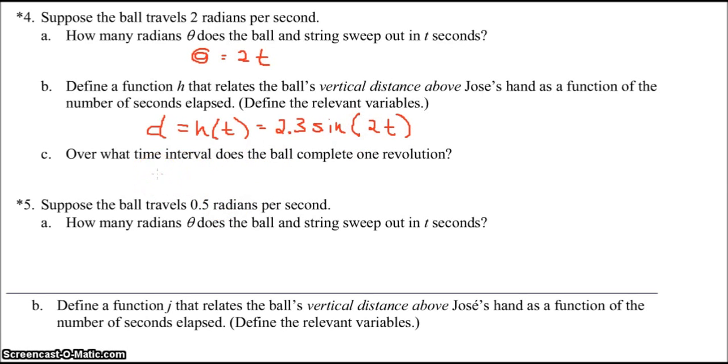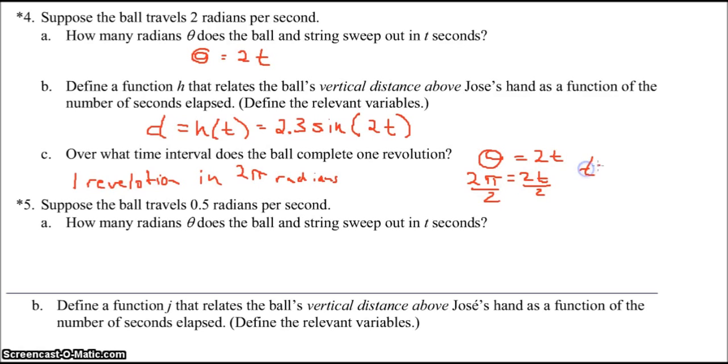On what interval does the ball complete 1 revolution? Well, we know that we complete 1 revolution in 2 pi radians. But if the number of radians is 2 pi, then what is the number of seconds? Well, we can use this equation that we've created. If this is 2 pi, we could divide both sides by 2 and get t equals pi. So over what time interval? It takes pi seconds. Because we're sweeping out double the amount of radians that we had swept out in the previous problem, the period, or the time it takes to complete 1 revolution, is half what it was previously, just pi seconds.